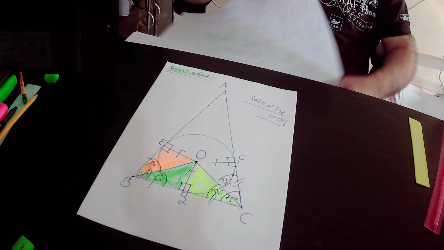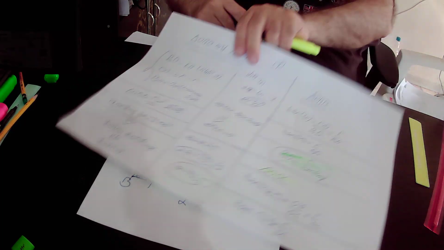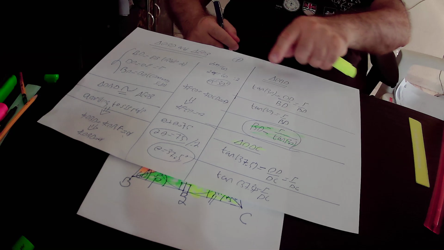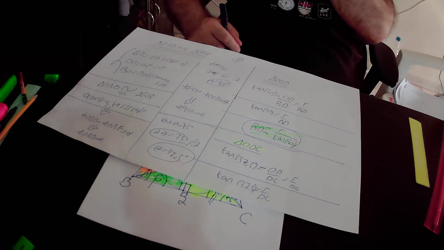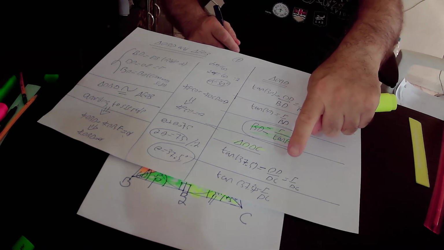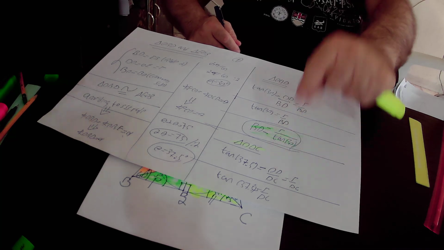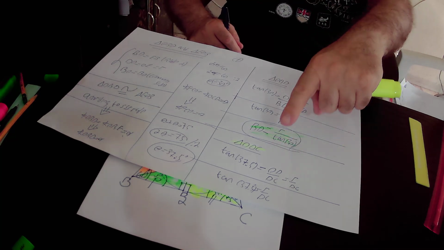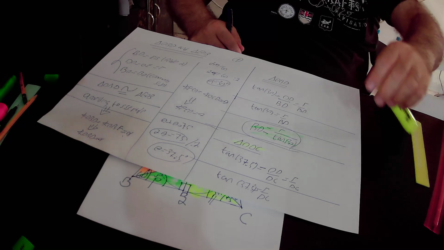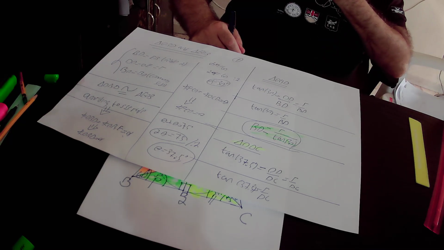So we actually found out that tangent 37.5 degrees equals R over DC. Here we will multiply this equation by DC and then we divide it by tangent 37.5 degrees.